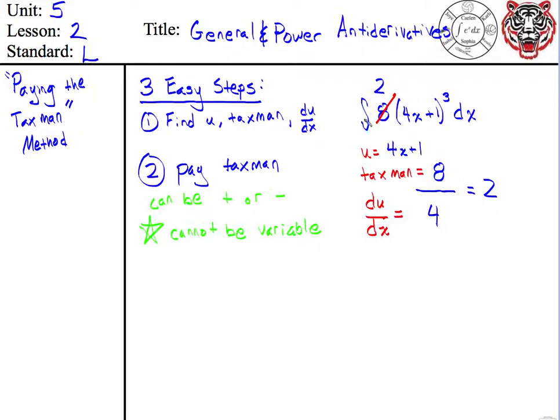Whenever you see a problem like this where it's an integral and we have a number outside, then we know that we're going to do these 3 steps. We find u, taxman, du dx. We know what we pay the taxman by doing 8 divided by 4. Whatever this number is divided by this number. And then we pay the taxman. This is now a 2. So let's rewrite this down here. This is now the integral of 2 times 4x plus 1 to the power of 3 dx. And the third and final step, anti-differentiate. And we did this yesterday. Plus C.